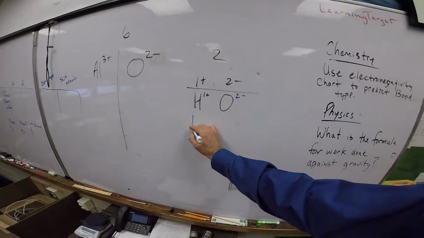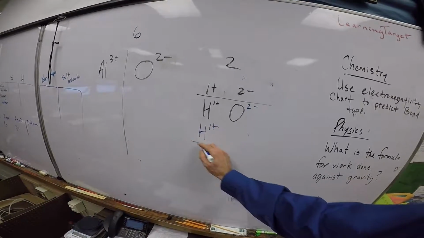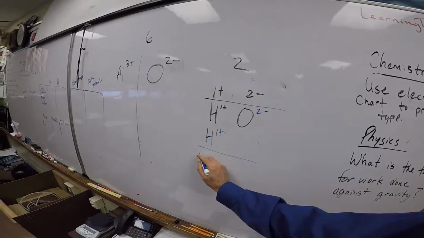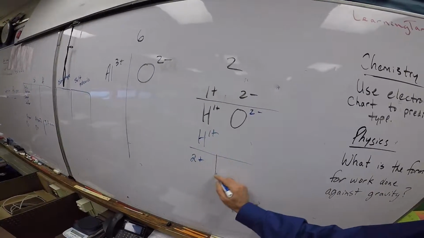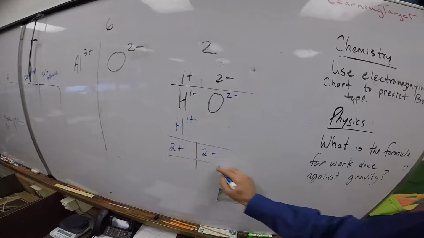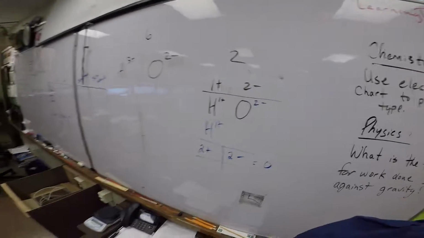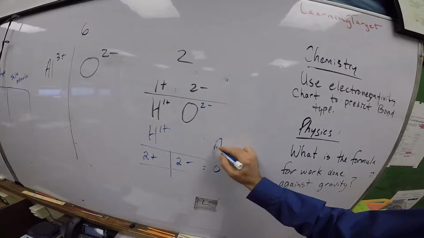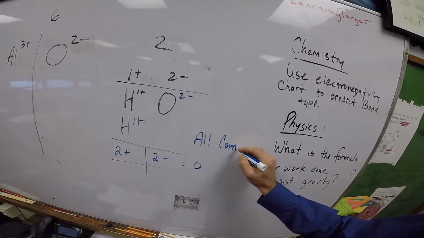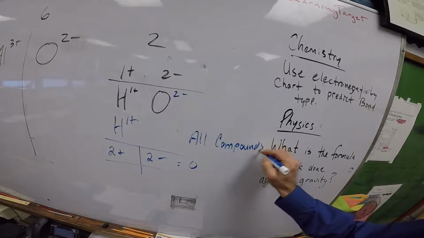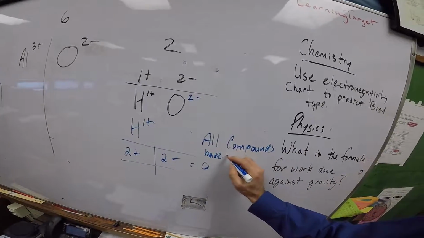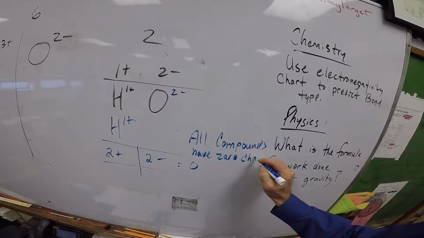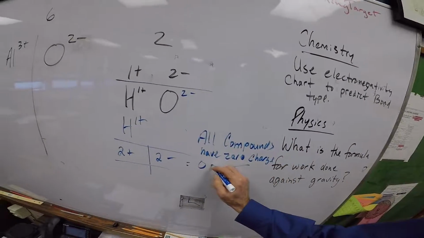So if I add another hydrogen, then I have 2 of these here, right? So this ends up being 2 positive, and this ends up being 2 negative, and then I have an overall charge of 0. All compounds have 0 charge. I'm going to write that down. All compounds have 0 charge.